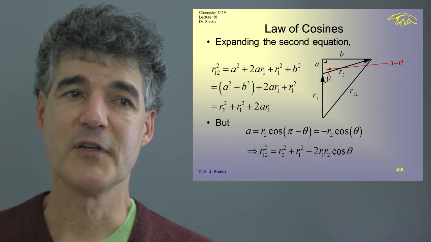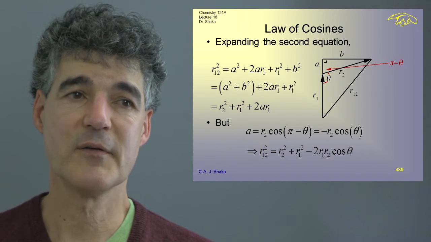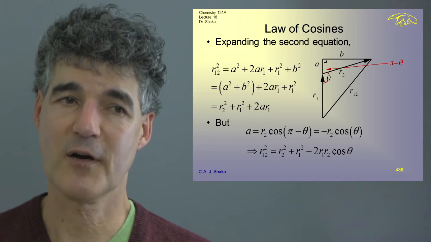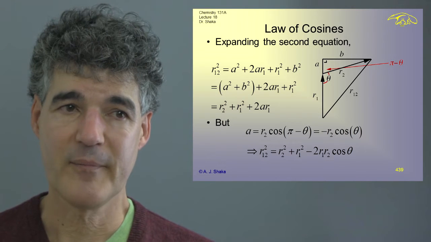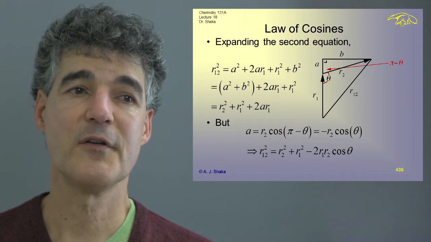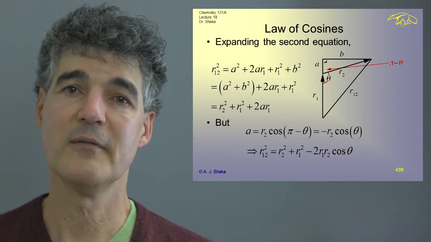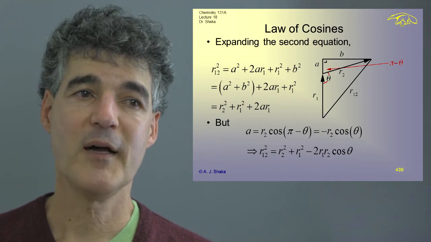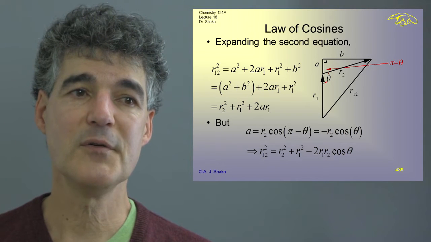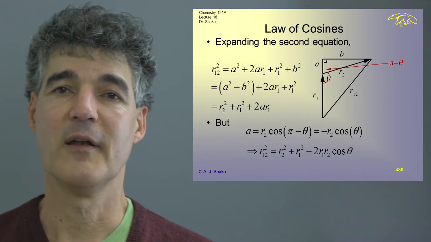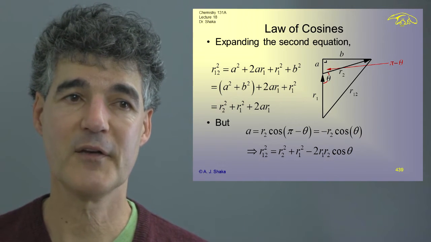Expanding the second equation then, and just writing it out, we get r12 squared is equal to a squared plus 2ar1 plus r1 squared plus b squared. A squared plus b squared I can gather together, and by the other triangle that's r2 squared. So r12 squared is equal to r2 squared, good, that's a variable r2, plus r1 squared, good, that's a variable r1, plus 2 times a times r1. No good. What's a? I have to know what a is to be able to integrate over the thing.